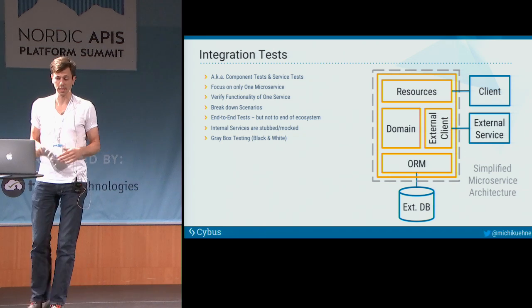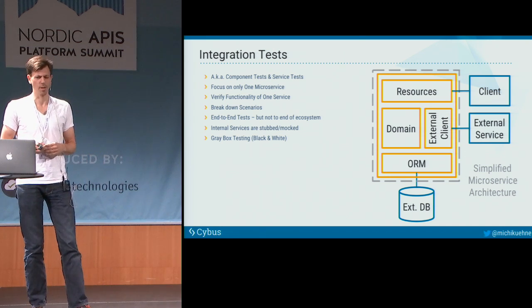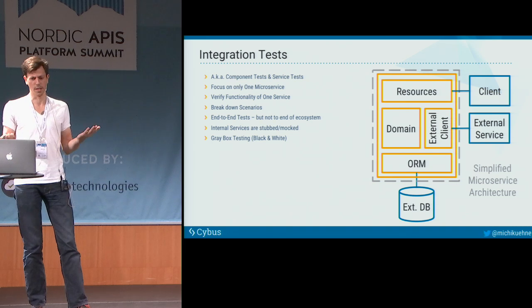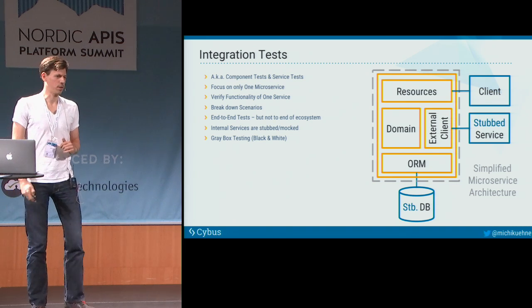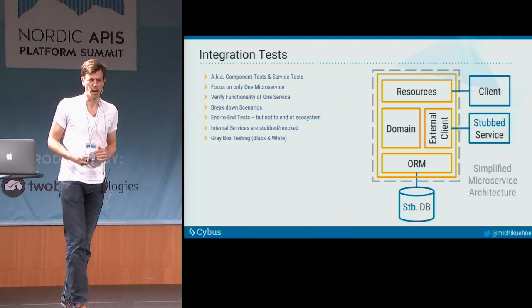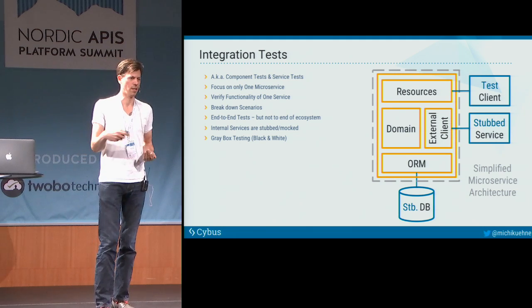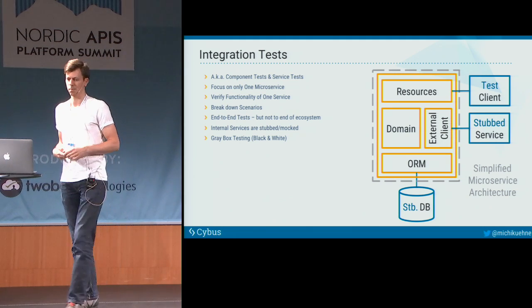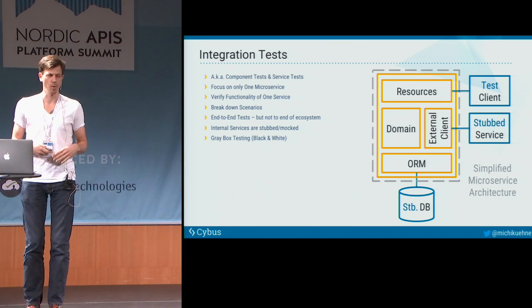That's a microservice, and that's what we're going to test. But as I said, we don't want to talk to external stuff, also if it's within our reach. In this case, we prefer to stub it, because then we have control. And we insert a test client so that we can send some test requests, and we are happy, we have a test case.